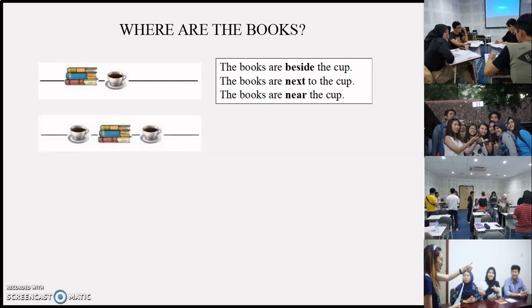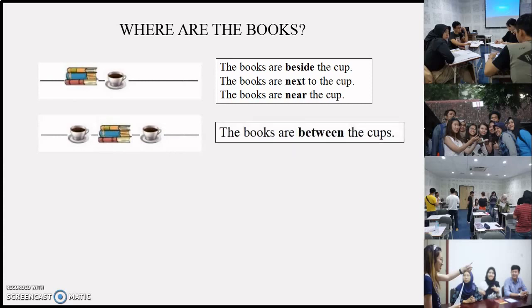Next, where are the books? Between two things, so the answer is the books are between the cups. Because there are many books and there are two cups. So don't forget to put S here, and S also at the end of the word cup.